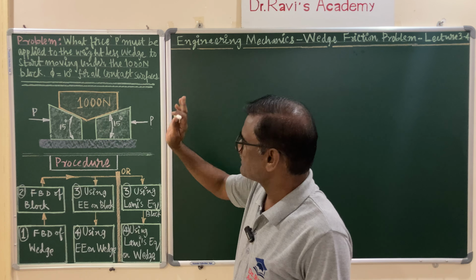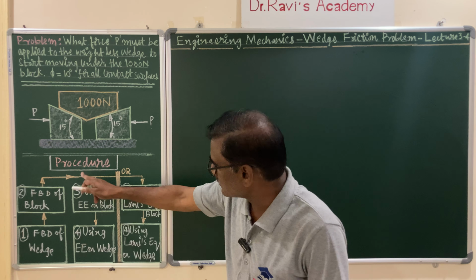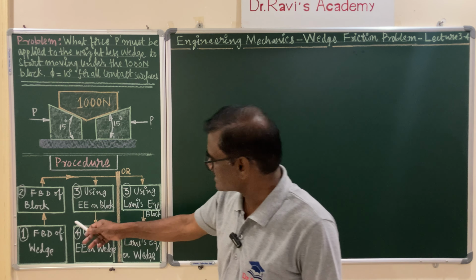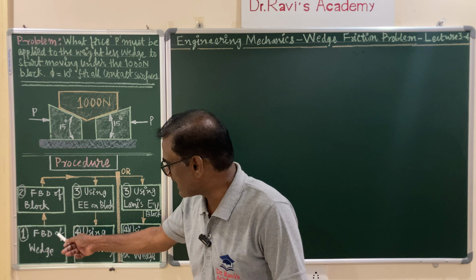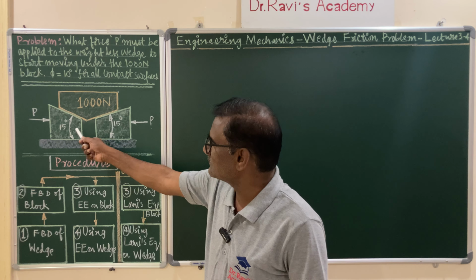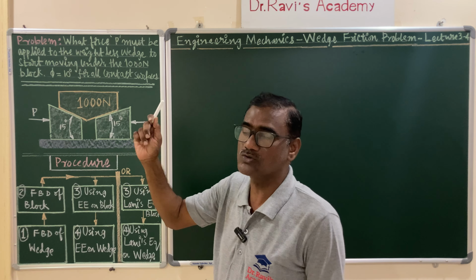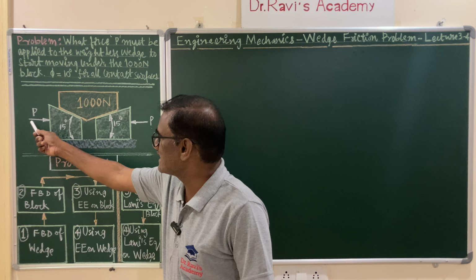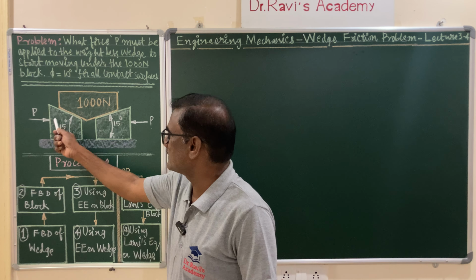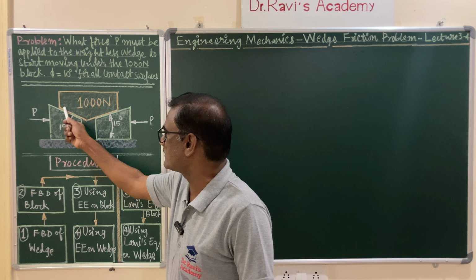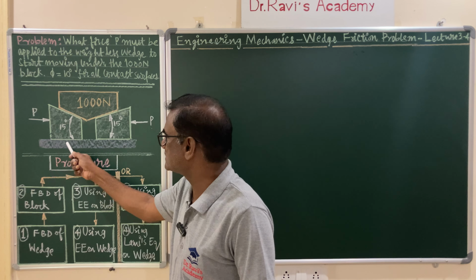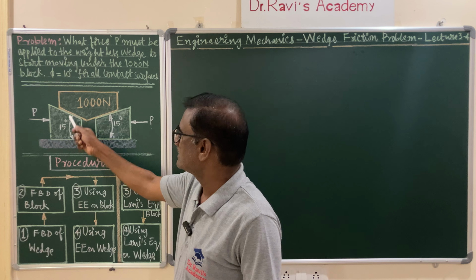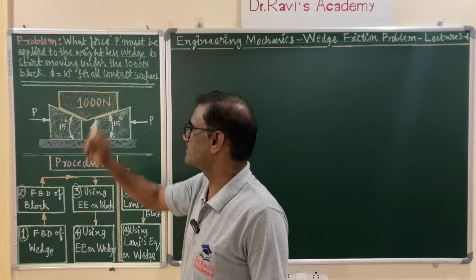Here, look at the general procedure to solve any wedge problem. The very first step is the free body diagram of the wedge, because you would like to know the direction of the frictional forces. If you consider the left side wedge, when the force is acting like this, the frictional force will be in the opposite direction, so that you will be able to draw the free body diagram of the contact block, where it is exactly opposite.